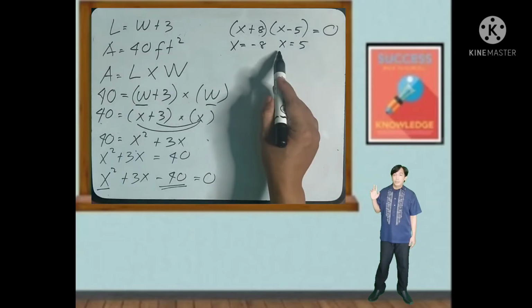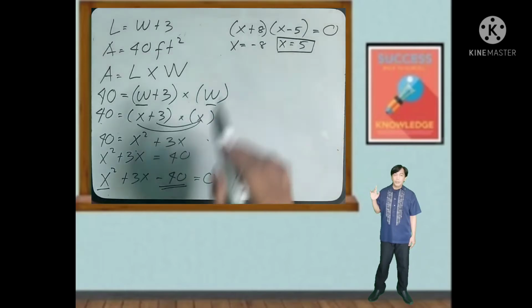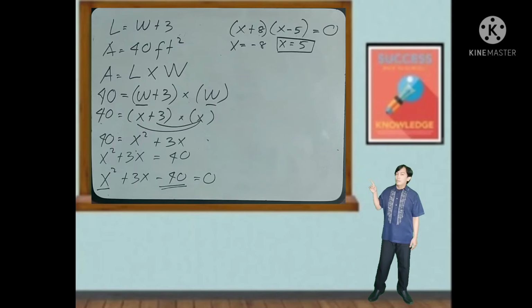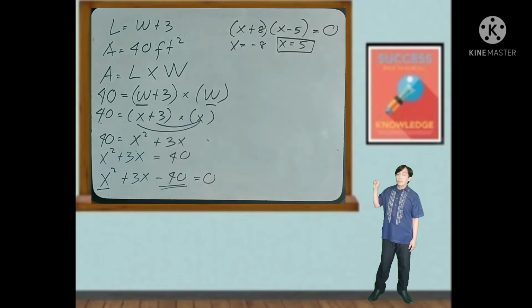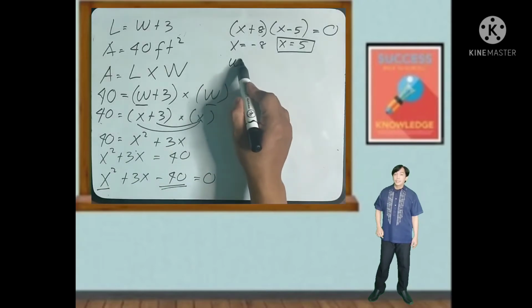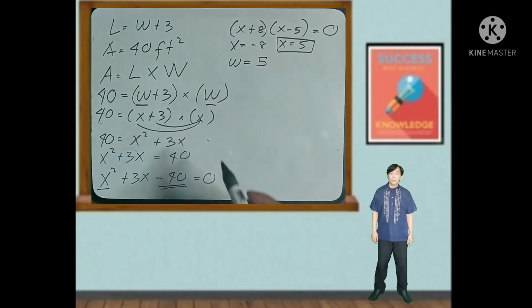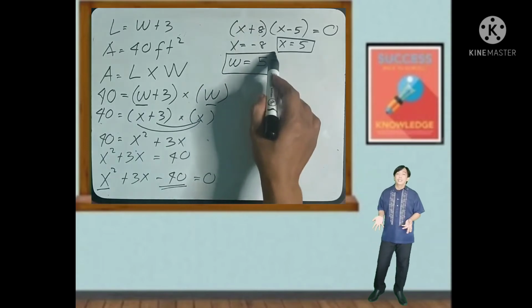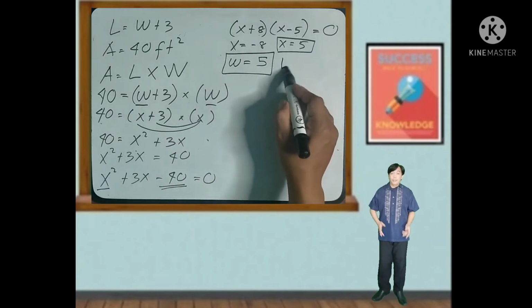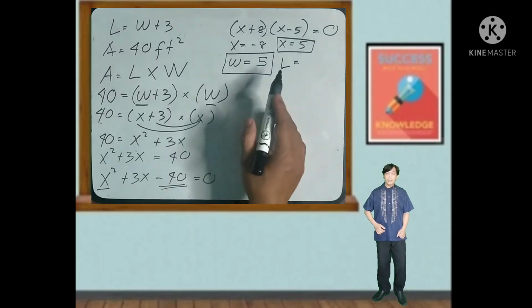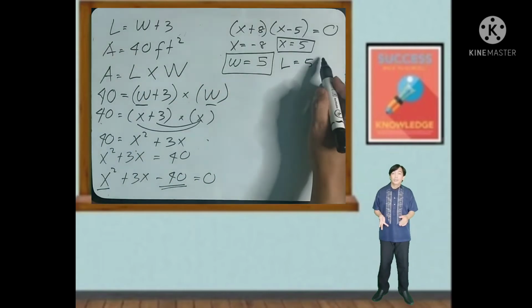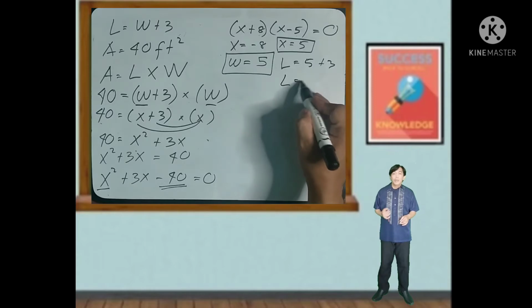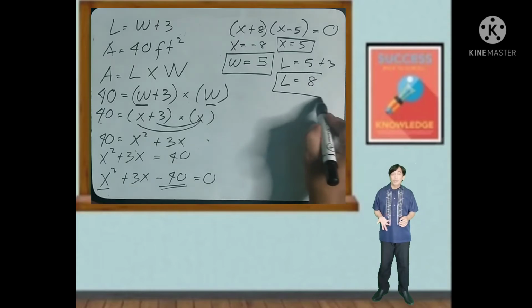So since this is positive, we will be using it. Since this is a negative value, remember that there is no such measurement as negative. So we have W is equal to 5. This is now the measurement of the width. So let us now try to get the L. So the L, which is W plus 3. So the W, which is 5, plus 3. So we have the length, which is equal to 8 also.